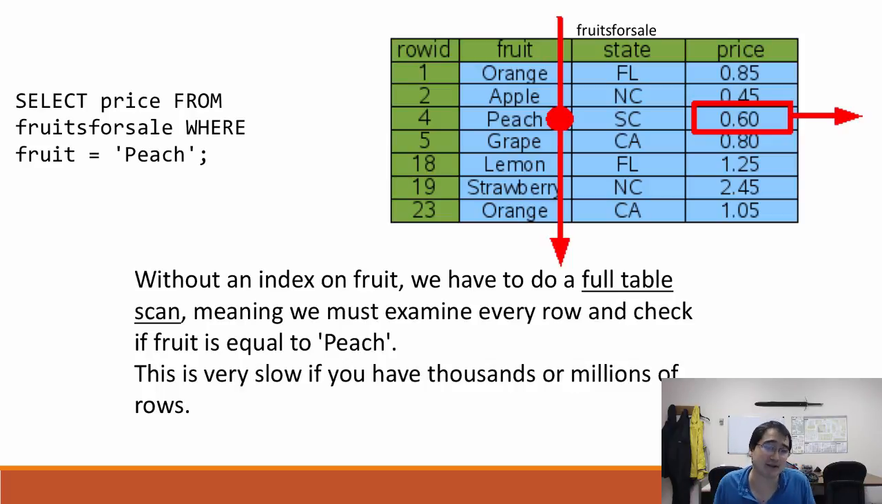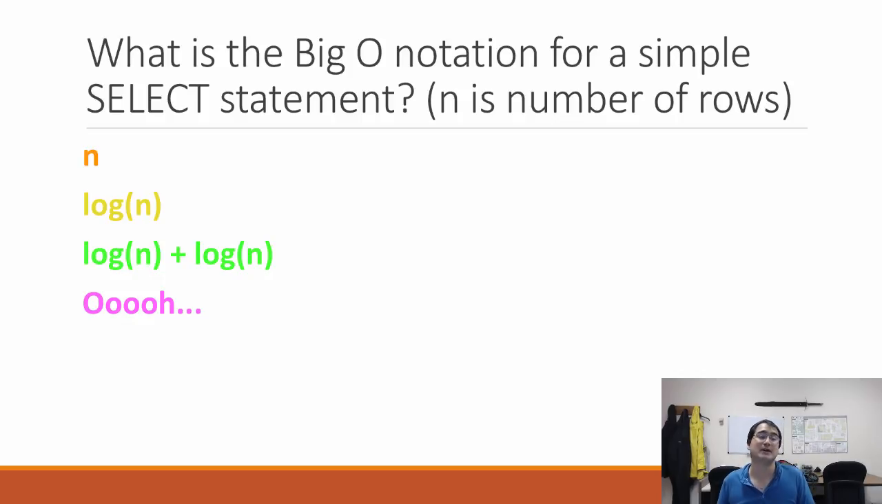Now, obviously, for a table as small as this, it's not slow. But if you have a table that has thousands or millions of rows, and many of the databases that you will be working with will, this is very expensive. How expensive? Well, multiple choice question time. What is the big O notation for a simple select statement like the one that we had before? All right, this should be a pretty easy question. The answer here is n. You have to go through n rows, so it takes n time.